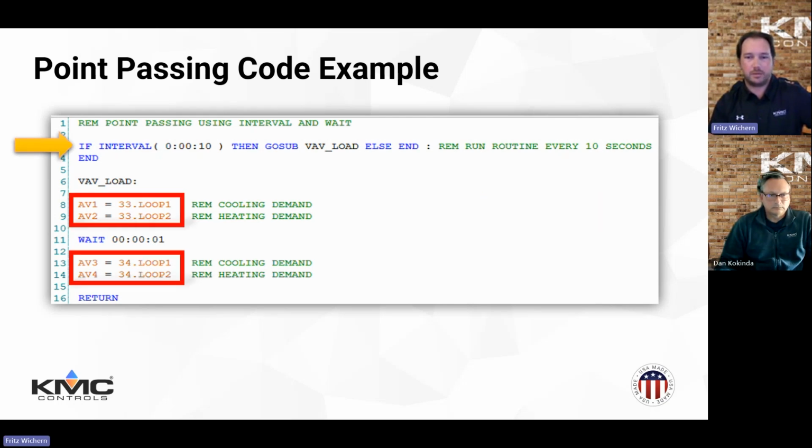That routine is going to go out and read the points that we've specified, loop 1 and loop 2 on the VAVs located at, in this case, addresses 33 and 34 on our network. These values are written to the variables on our controller, AV1 through AV4. When the program gets to a line of code that references an off-panel point, a network message is generated.